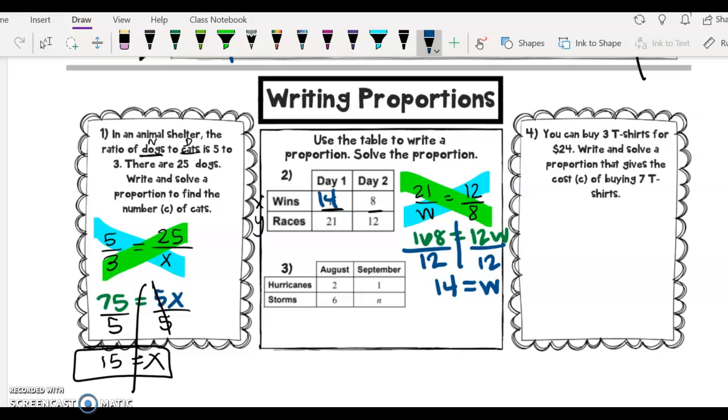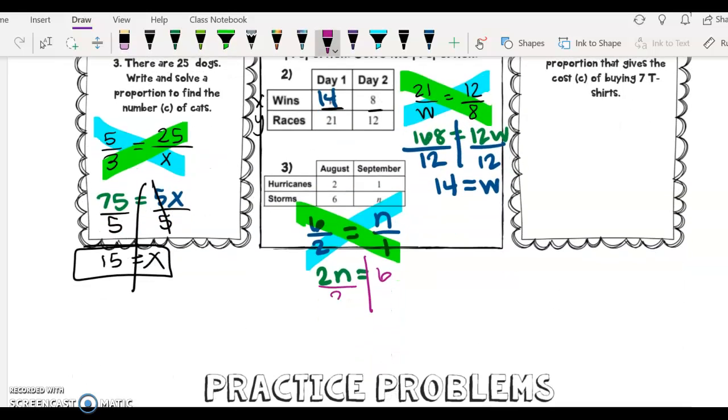So now, again, I'm going to do 6 over 2 is equal to some number over 1, cross multiply, and you can see it doesn't matter what side you put your variable on, you'll get the same thing no matter what. So 6 times 1 is 6. I'm going to divide by 2, and I get n equals 3. So this will be a 3.